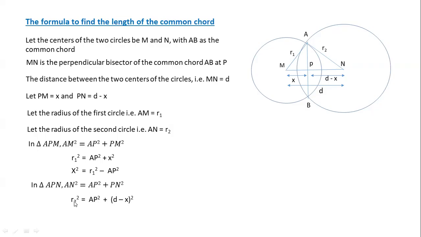So let us take this one this side. R2 square minus AP square is equal to (D minus X) whole square. So this is clear. Now see here, D minus X whole square. We are using the formula (A minus B) whole square. What is (A minus B) whole square? A square plus B square minus 2AB. So A is D, so D square. X is B. So D square plus X square minus 2DX is equal to R2 square minus AP square.